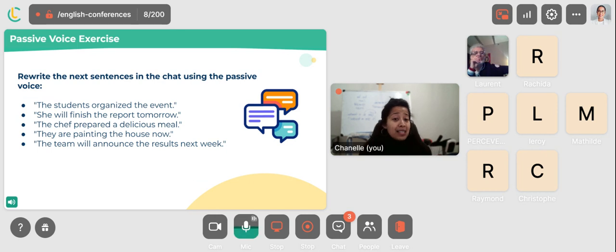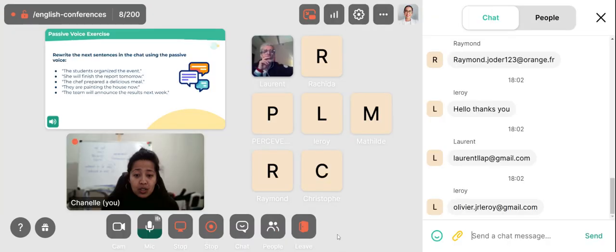So here we have a passive voice exercise, and I would love your opinion. We are going to rewrite the next sentences in the chat using the passive voice. So let's start with the first one. The students organized the event. How would we change this into the passive voice? Let me know what you think.